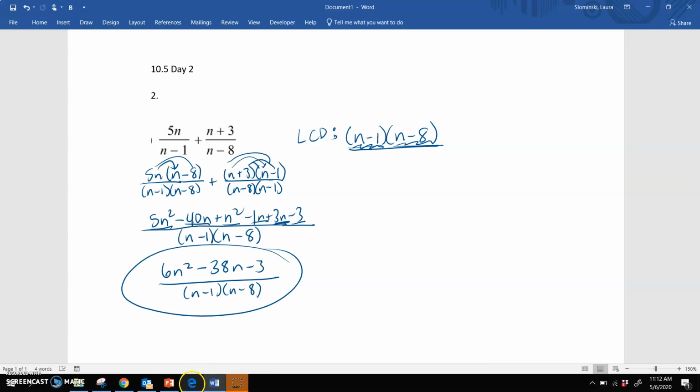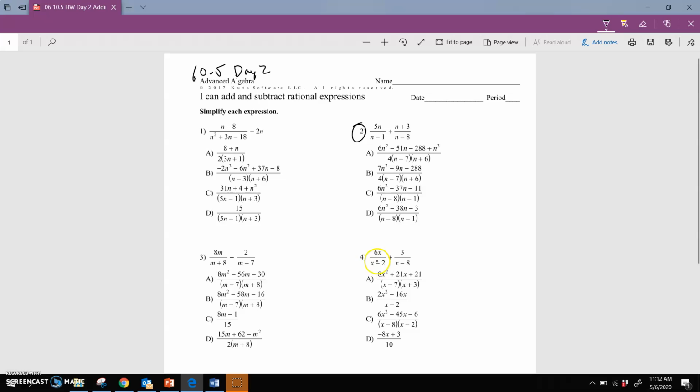So I'm going to go back to my note sheet or my homework sheet and see if one of those is my option. And in fact, letter D is.